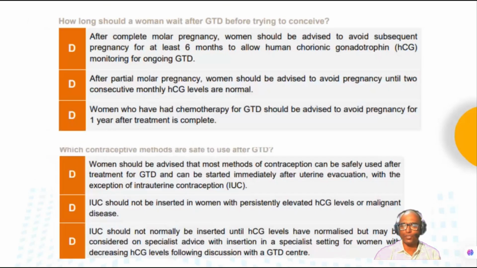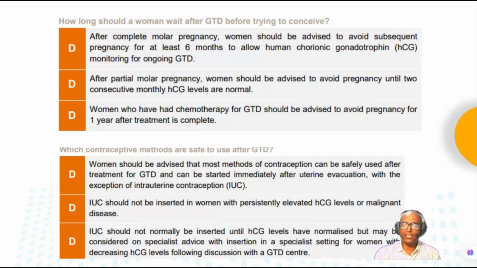What do the FSRH guidelines say about contraception? How long should a woman wait after GTD before trying to conceive? After complete molar pregnancy, women should avoid a subsequent pregnancy for at least 6 months to allow HCG monitoring for ongoing GTD. We have discussed that the patient will follow up the beta HCG, and once it comes to normal, then she can conceive.